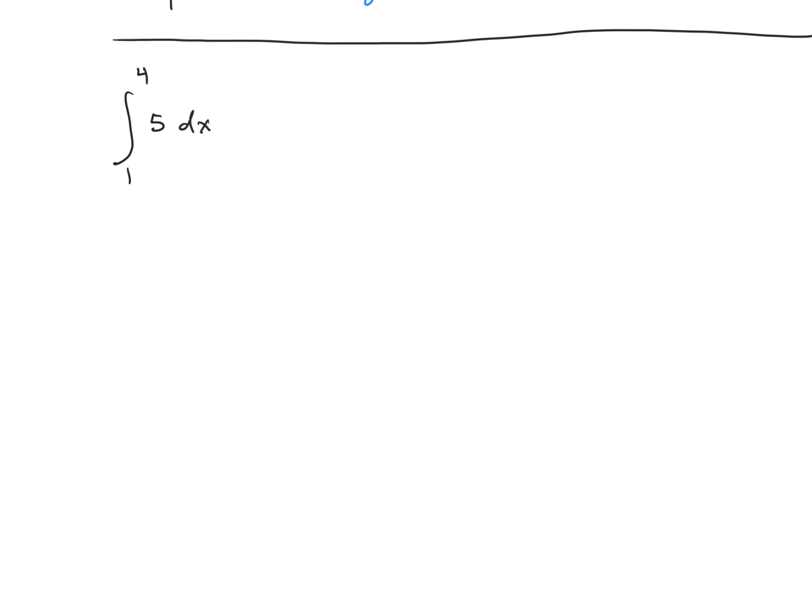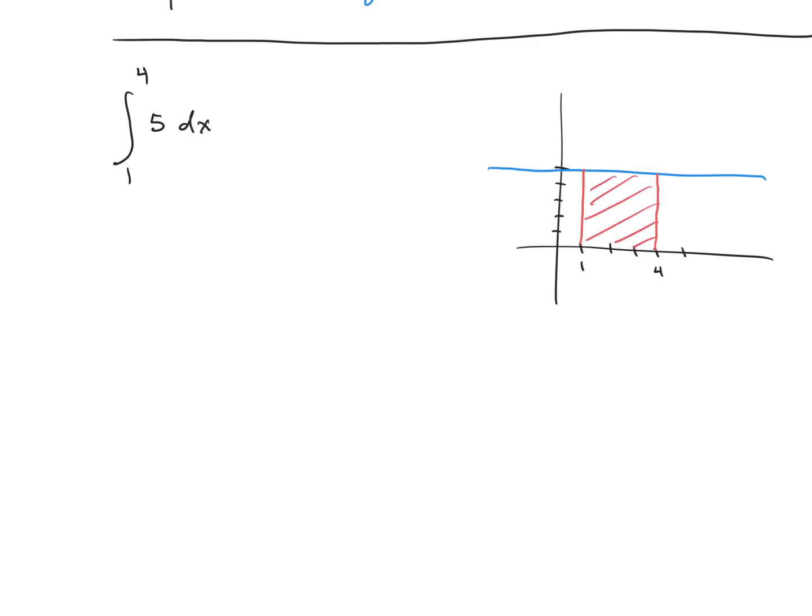If you think about what the function f of x or y equals 5 looks like, it's just a horizontal line that has a height of 5. So when we graph this, we can just think again as having a horizontal line, which we'll graph in blue. And we're looking at the area from 1 over to 4. Again, this is not to scale. You'll notice that it's a little wider than it is taller here. But again, we want to find this area. And again, this is 5 on the y-axis.